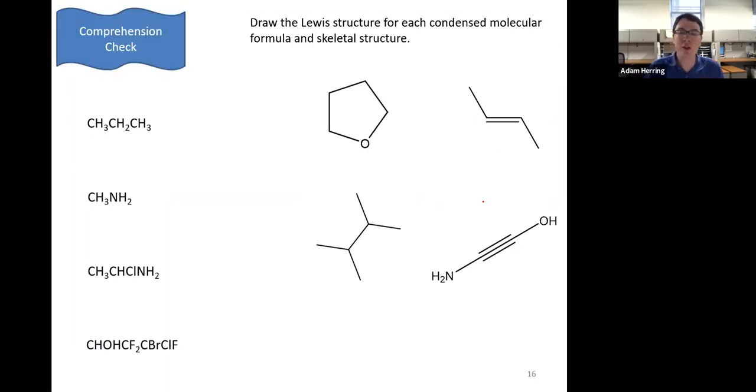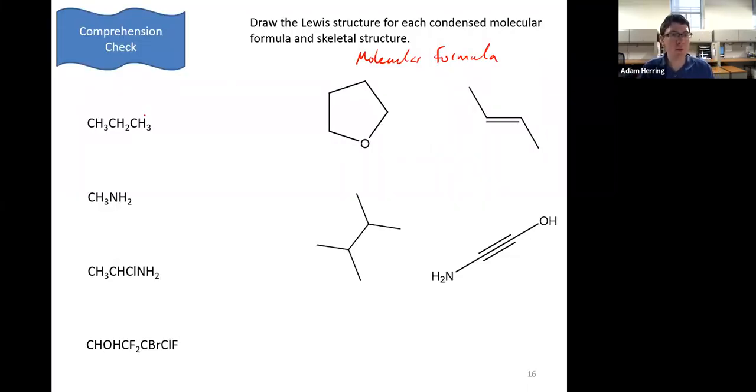All right, here's the last question for this video. What I'd like you to do here is draw the Lewis structure for each condensed molecular formula that's on the left, and then also draw the Lewis structure, or rather determine the molecular formula for the skeletal structures. So you want to determine the Lewis structure for the molecules on the left, and then the Lewis structure and the molecular formula for the molecules on the right. Pause the video and try this on your own.